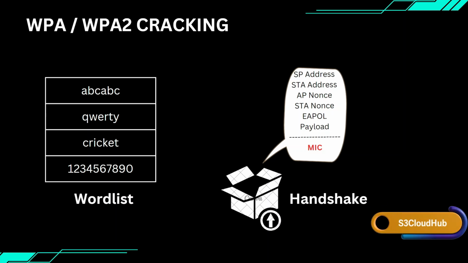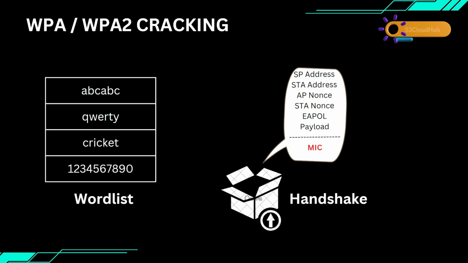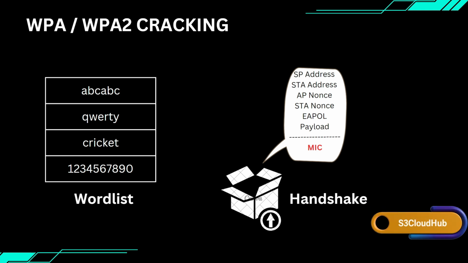How does Aircrack-ng work to do this? We will use Aircrack-ng. This tool will unpack the handshake file and extract the useful information. One crucial piece of this information is the MIC. MIC stands for Message Integrity Code. This MIC is used by the access point to verify if a password is correct or not. Aircrack-ng separates this MIC and sets it aside.